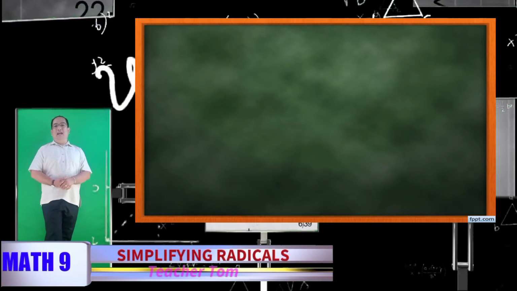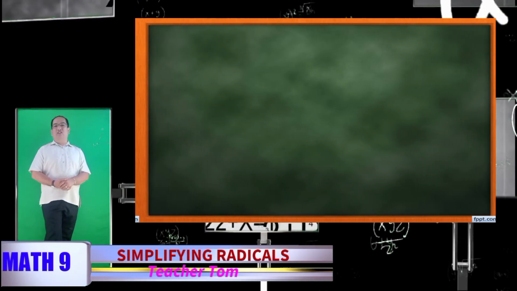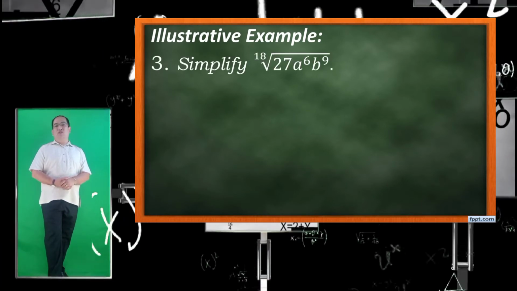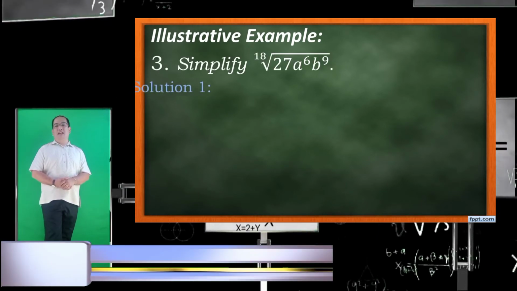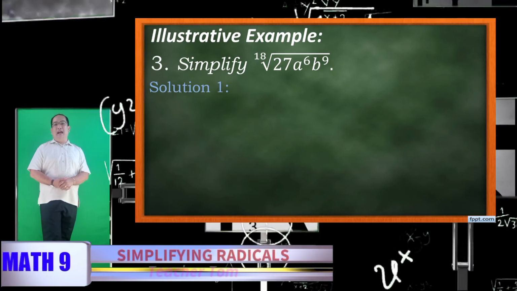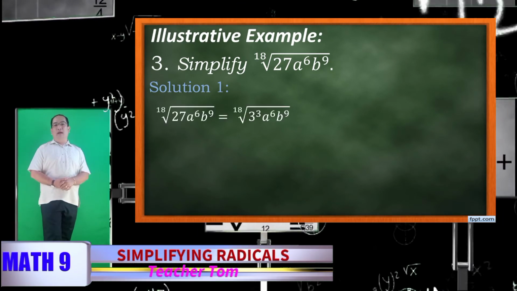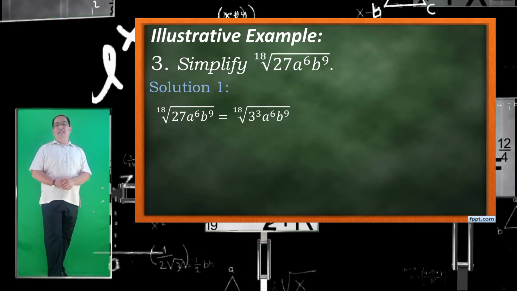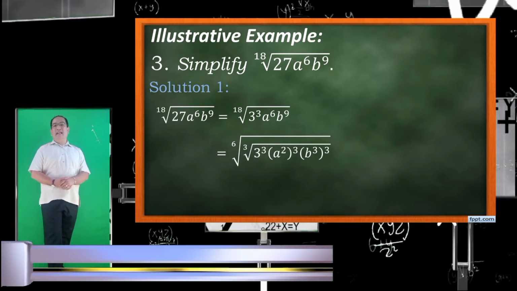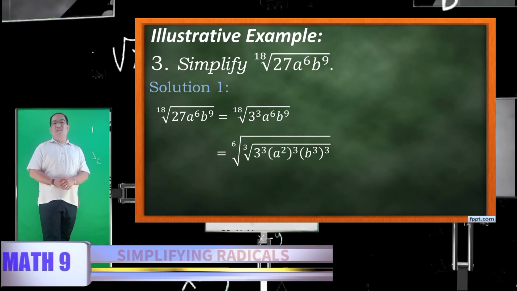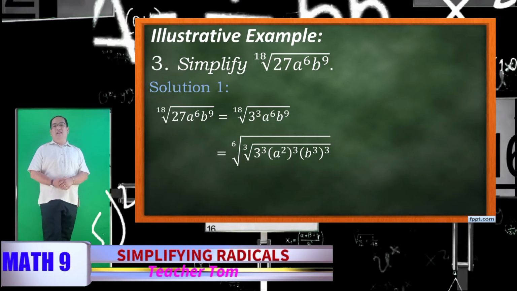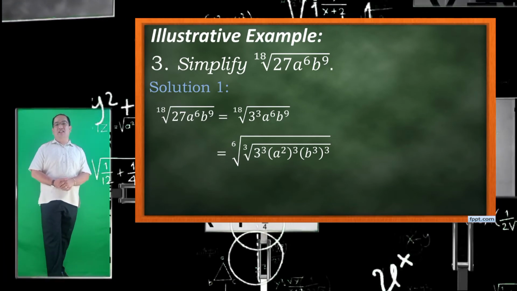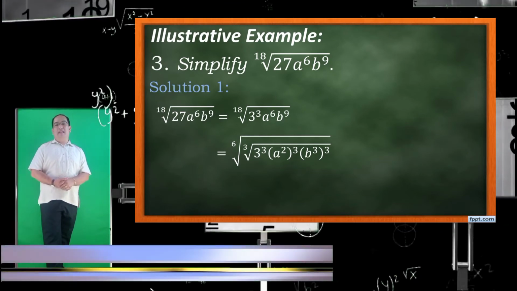Simplify the 18th root of 27a to the 6th power b raised to 9. Let's take a look at solution 1. So this can be expressed as the 18th root of 3 cubed, a to the 6th power, and b raised to 9. Notice that the radicand has common factor 3. Therefore, we can factor out the index such as 18 by 6 and 3.